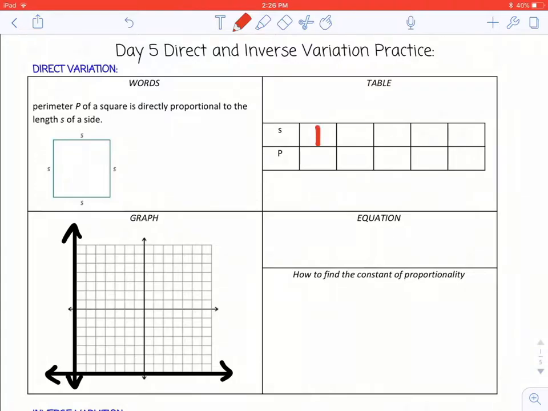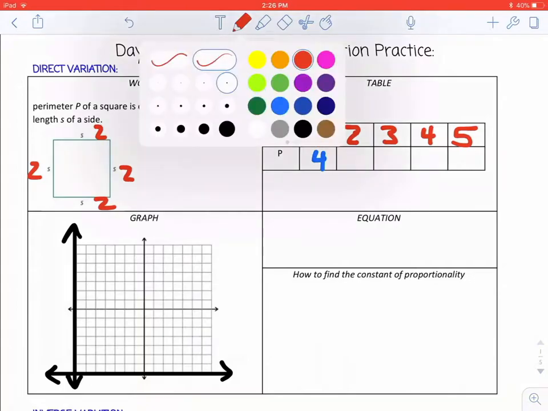And think about the sides of a square cannot be negative. So let's just pick out some positive values like 1, let's do 2, 3, 4, and 5. So if our side length of our square was just equal to 1, and there are 4 sides, our perimeter would add up to be 4. If our side length was 2, and then there are 4 sides, that would add up to give us 8.